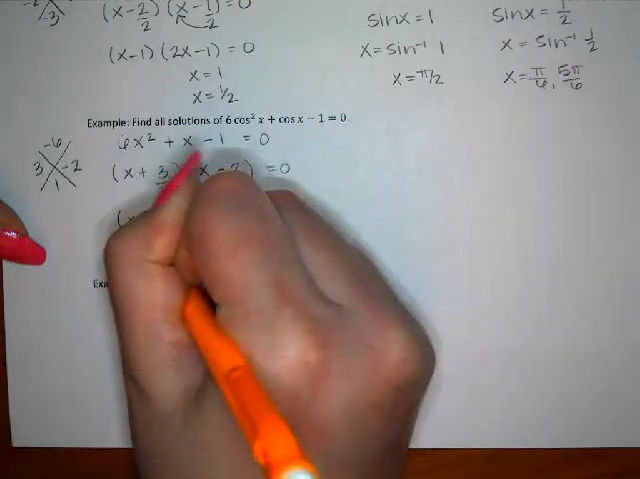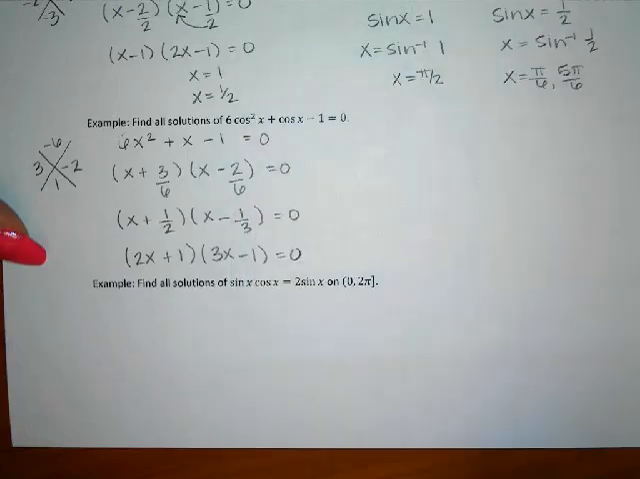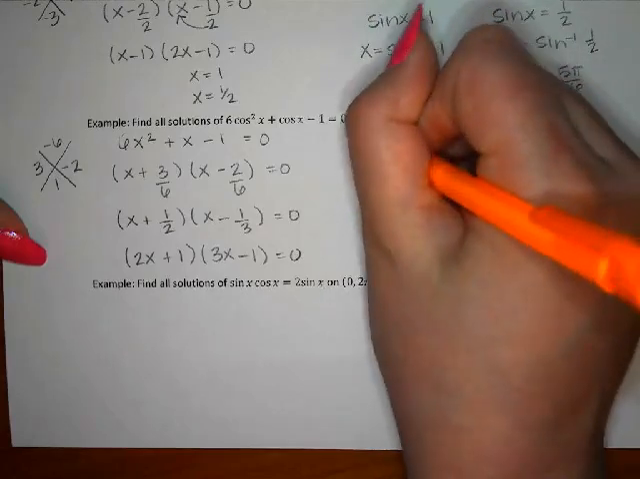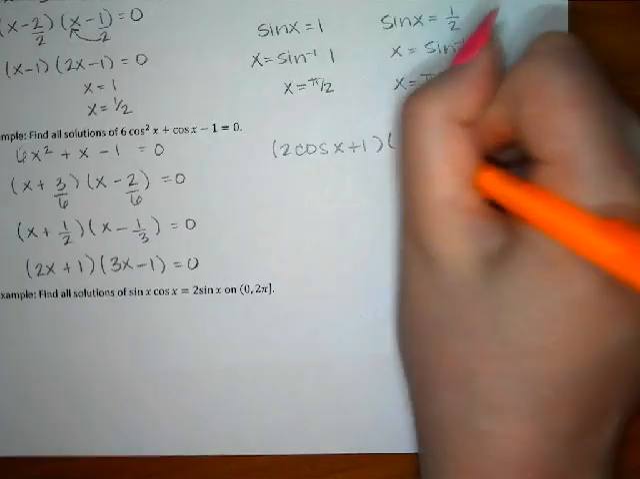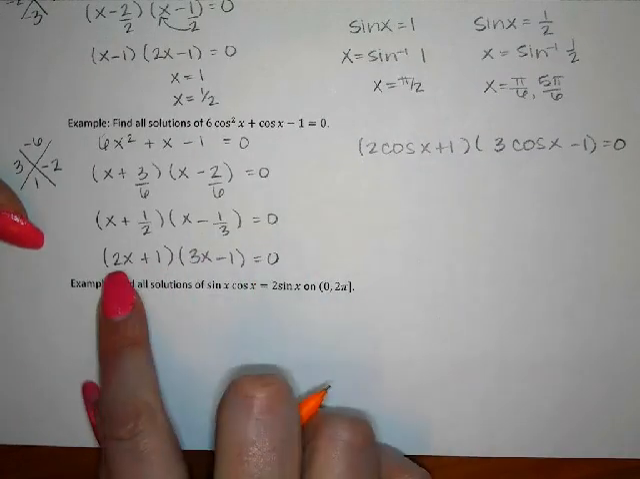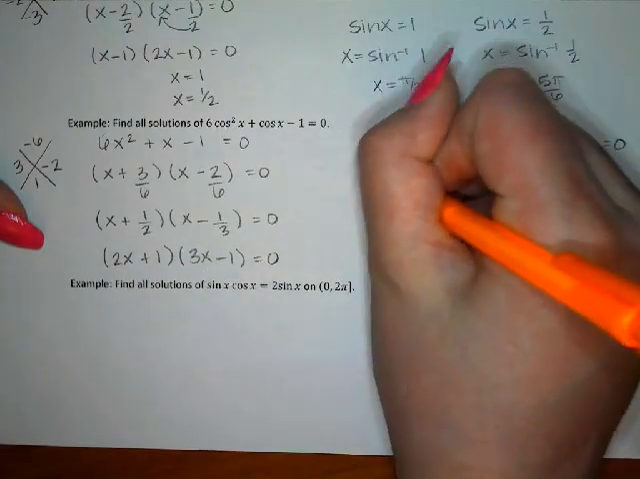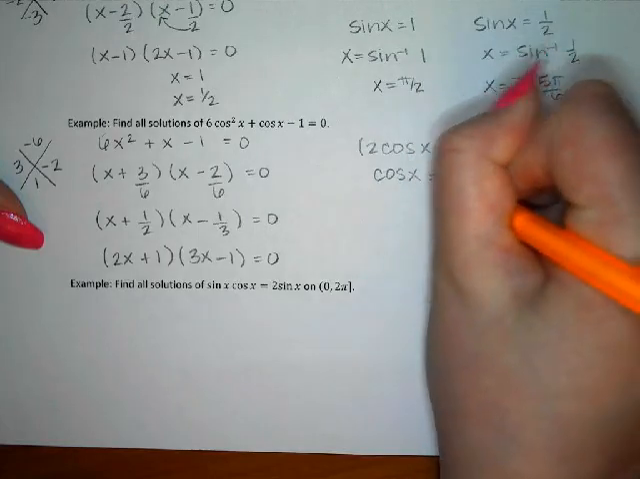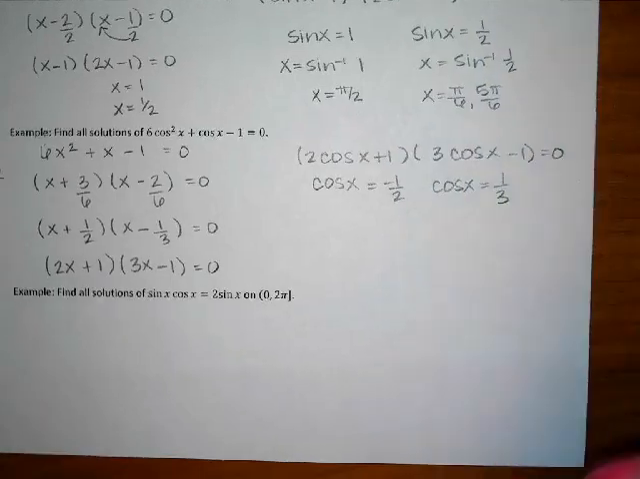And now I can go back and put them in terms of cos. So it would be 2 cos x plus 1, 3 cos x minus 1. And for this one, it would be x equals negative 1/2, x equals positive 1/3. So cos x equals negative 1/2, cos x equals positive 1/3. So this one is on the unit circle. This one needs my calculator.